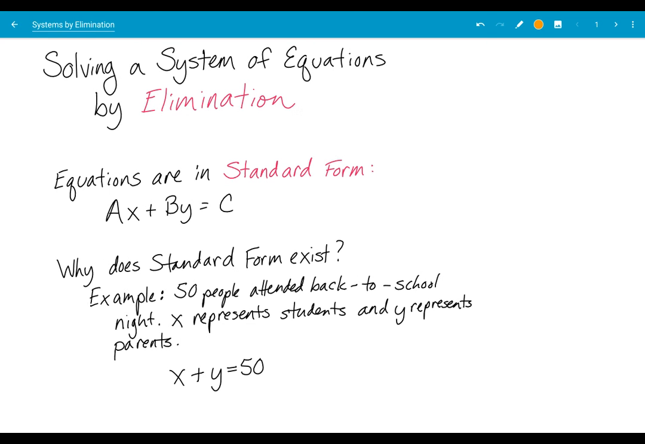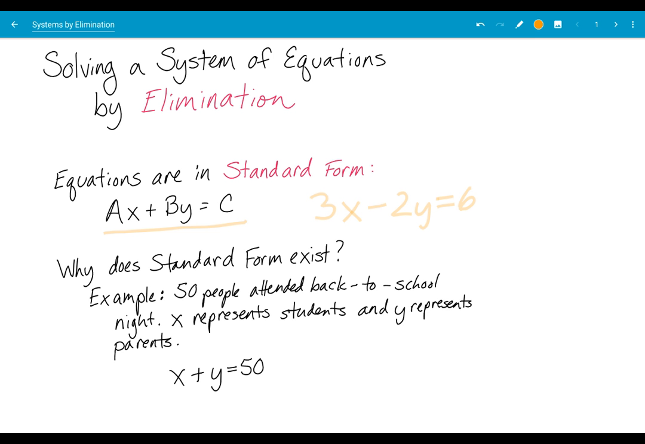Our last type of solving for systems of equations is called the elimination method, although if you're looking on the internet, it might also be called the combination method. This is useful when we see equations in standard form, which looks like this, where you'd have something like 3x minus 2y equals 6. So we've got numbers where the a, b, and c go.